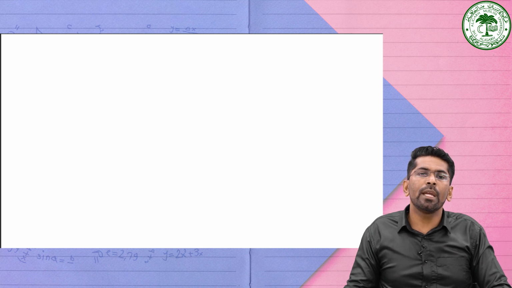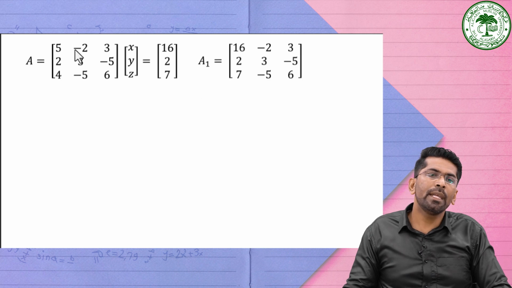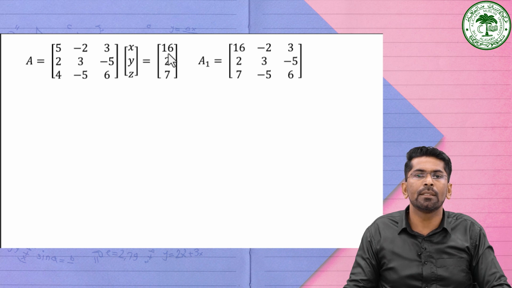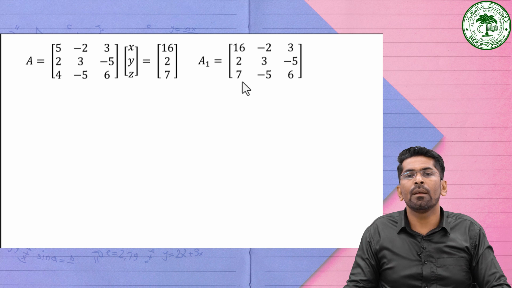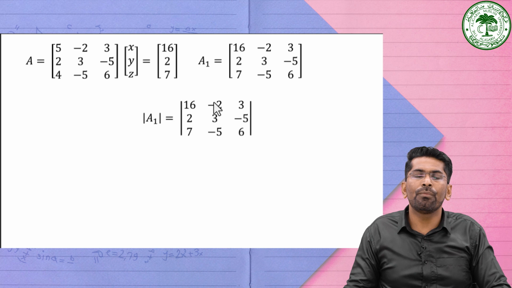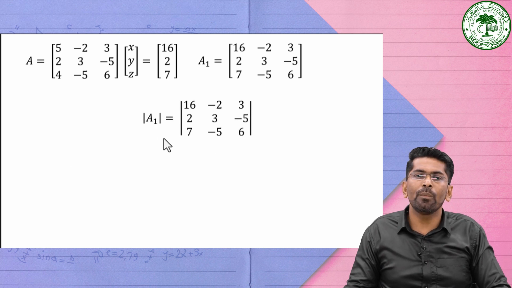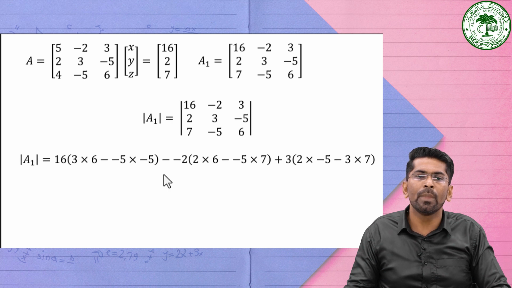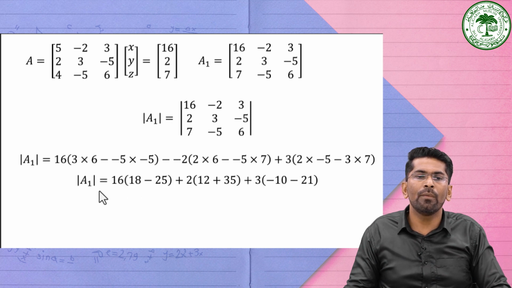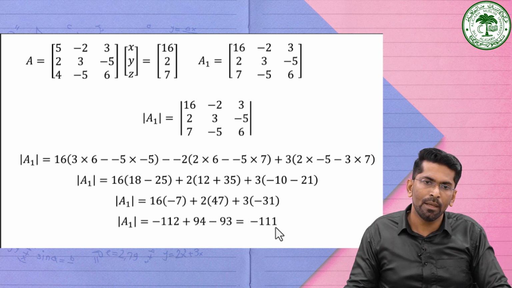Now we are going to frame a new matrix, termed A1, by replacing the first column using the constant matrix, that is 16, 2, 7. So here 16, 2, 7, and the second and third columns will be as they are. Here we are going to find the determinant value of A1. I am just showing the final result: the determinant value of A1 is equal to minus 111.